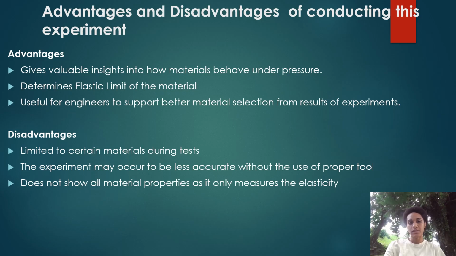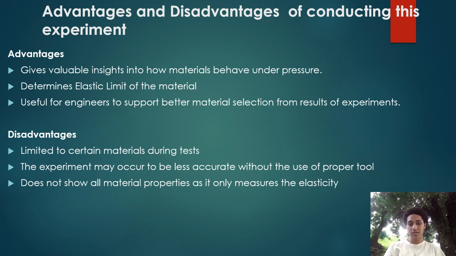Next advantage, it determines the elastic limit of the material. The experiment helps us to find the exact point where the material stops being elastic. Therefore, this is crucial and important for safety. Another advantage is that this experiment is useful for engineers to support better material selection. From the results, engineers can compare and choose the right type of material for different jobs, whether there is a need for flexibility or strength or both, to build safer and stronger structures.